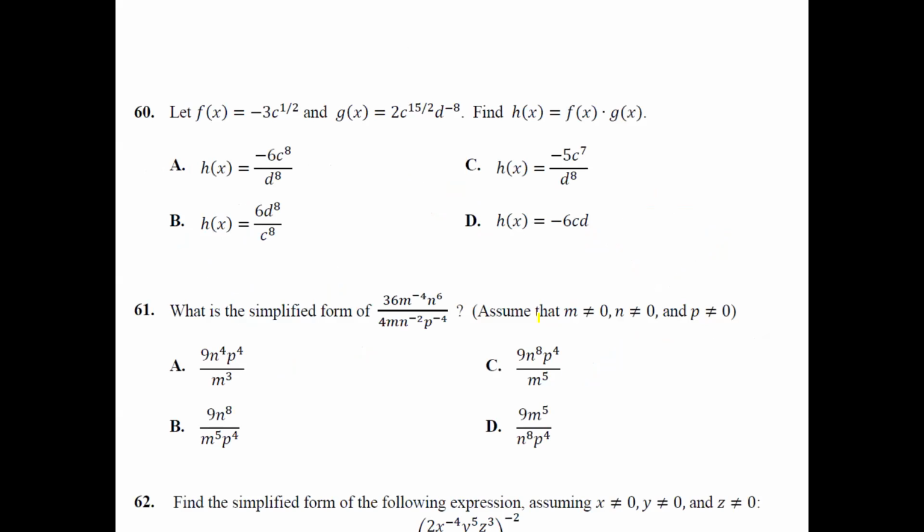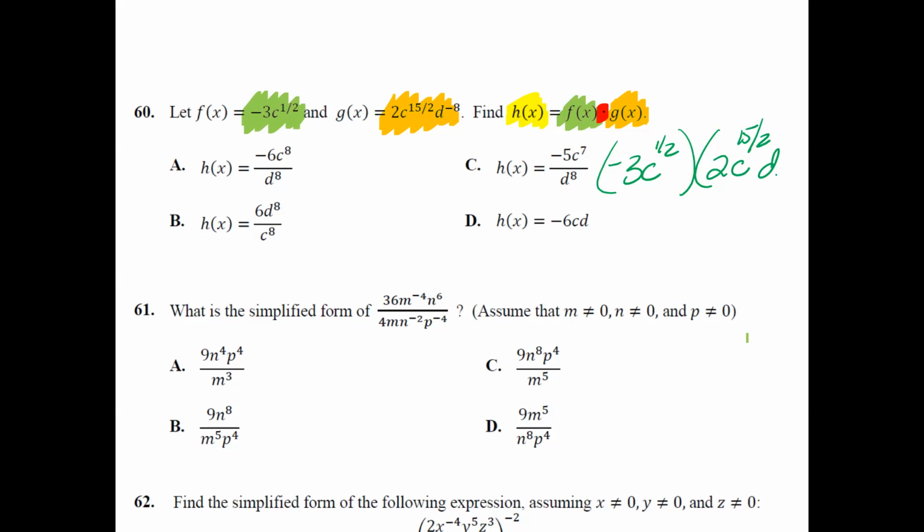All right, number 60. For number 60, it says f of x equals that, g of x equals that. H of x, which is what you're trying to find, is asking you to take f of x, which is this number right here in green, times g of x, which is this number in orange. And do you guys see how what they're asking you to do is the multiplication right there? It's times together, so you're going to multiply it together. So I'm going to have -3c to the 1/2, parenthesis, times 2c to the 15 over 2 d to the -8. So you want to times it together.